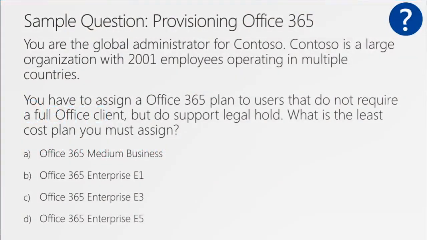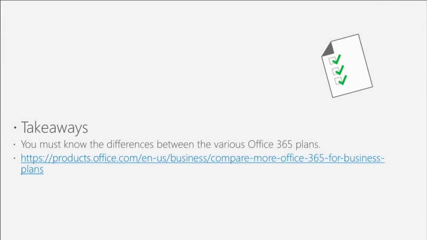Okay, so again, provisioning question. Here you go. You're a global admin for Contoso, a huge organization with 2,001 employees in multiple countries. You have to sign up for a 365 plan. Which one would you choose? And the answer, of course, in this case, would be an E3, because it's over the limit and you need unlimited users. So be aware of that. All right.